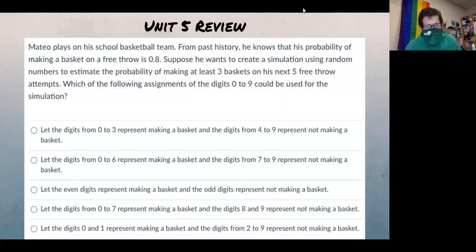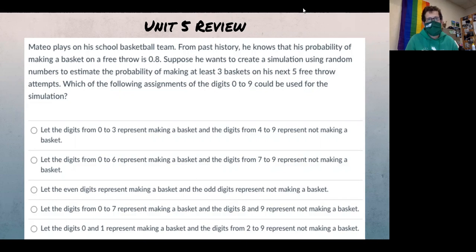With this question, the idea behind it is that in a simulation, you have a trial and you run multiple trials, but a trial is made up of different components. And in this case, we're going to simulate Mateo shooting 5 baskets. So each component is one shot.